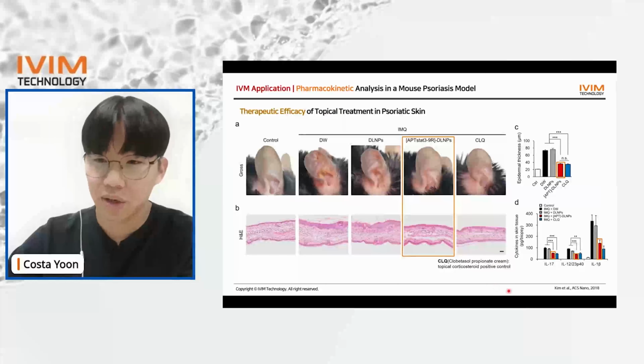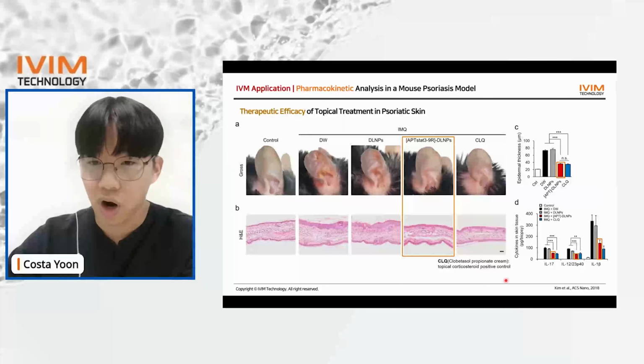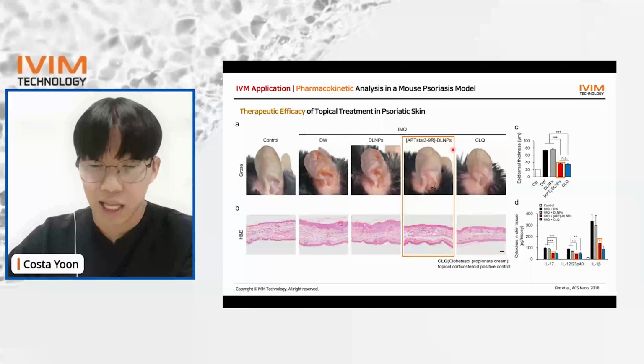Next, we evaluate the therapeutic efficacy of the drug. Psoriasis was induced in 4 groups, excluding the healthy control group. The animals were treated with distilled water, DNP without therapeutic activity, and the DNP formulated drug or topical steroid as a positive control. The DNP formulated drug group showed clear improvement in the gross appearance comparable to positive control.